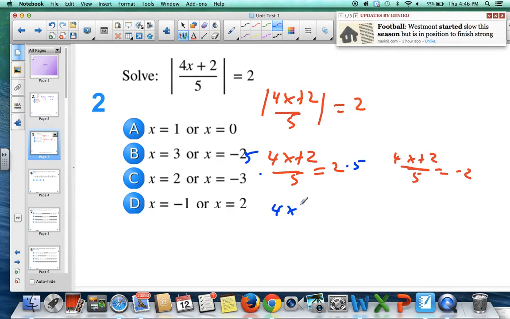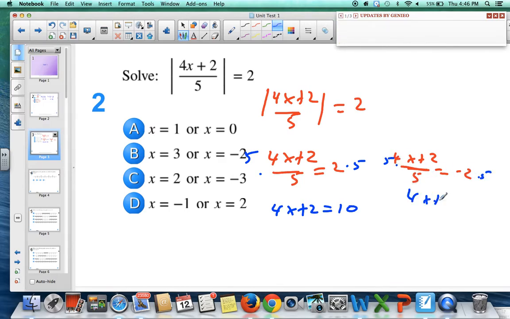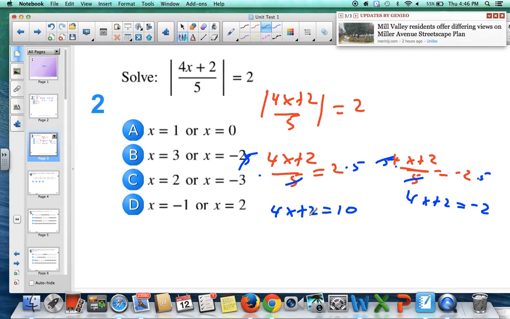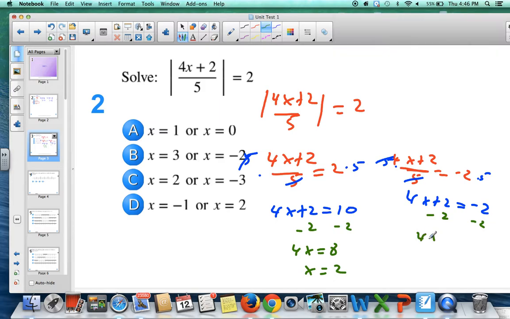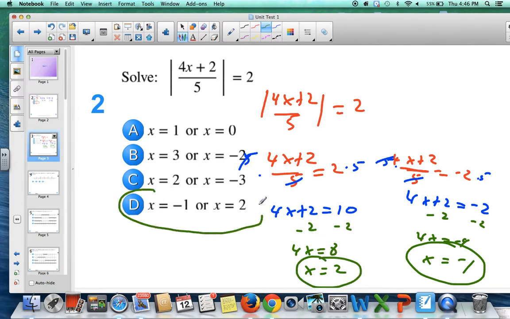So I got 4x plus 2 equals 10. And here we multiply by 5. 4x plus 2 equals negative 10. These 5s are going to cancel. And now I solve this one the same way I always did. I subtract 2, 4x equals 8, x equals 2. And here we subtract 2, 4x equals negative 12, so x equals negative 3. So there should be two answers here. Positive 2 and negative 1. That should be our correct answer right there.